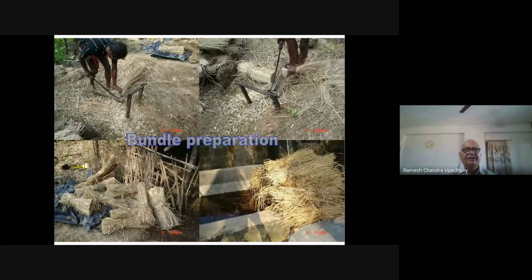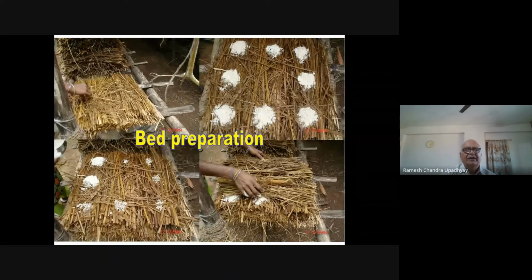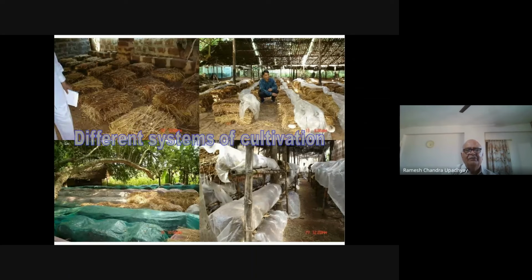Now the next one: the bundles are kept here, and wheat, gram powder and spawn are provided. You can see here 1 or 2 layers, 1, 2, 3, 4 layers, and then it is covered with a polythene sheet. Next one. Within 7 days, mycelium colonization will be there, and you open the bag, and mushrooms will start coming up.